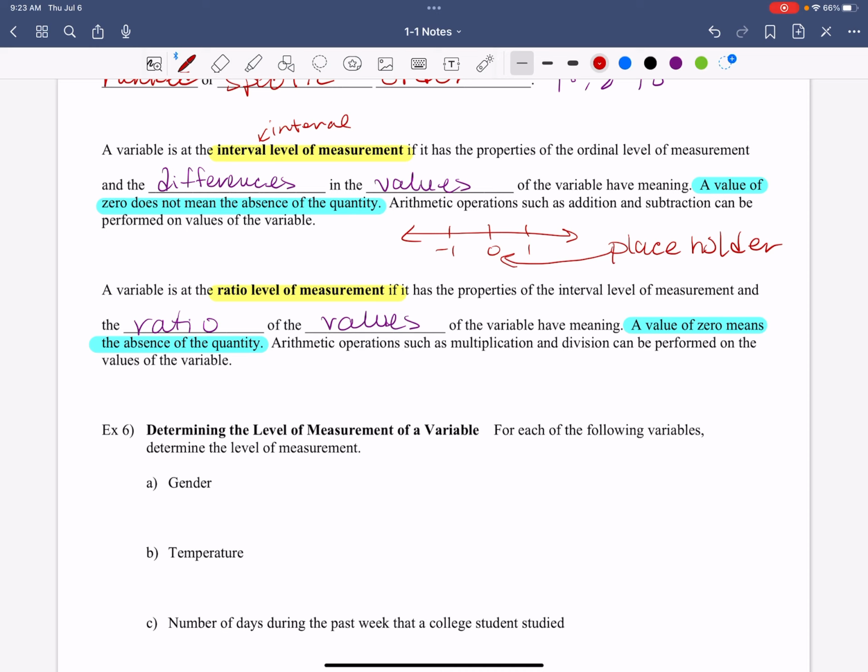But here's really the moral of this story. A value of 0 means the absence of quantity. So 0 has a value. It is an actual absence of quantity. It's not just a placeholder in the lineup. It stands for a quantity. All right, that's the key to this one, is it has an actual quantity. 0 has that actual value associated with it.